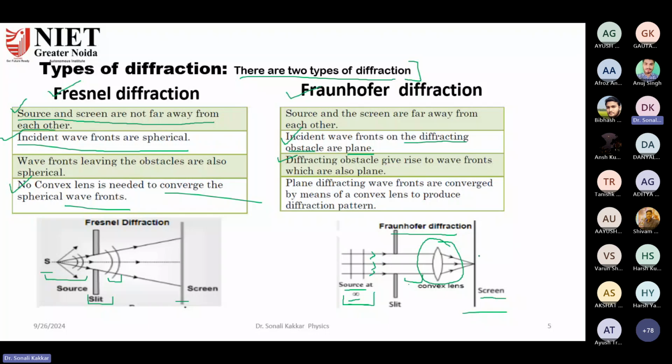Okay, so there will be a central bright fringe. I'm denoting this like this. It means this axis is the intensity axis. So there will be a central bright fringe, and then there will be alternate bright and dark fringes such that the intensity of bright fringes keeps on decreasing as we move away from the center. On the other side also there is a similar pattern, alternate bright and dark fringes such that intensity is decreasing.